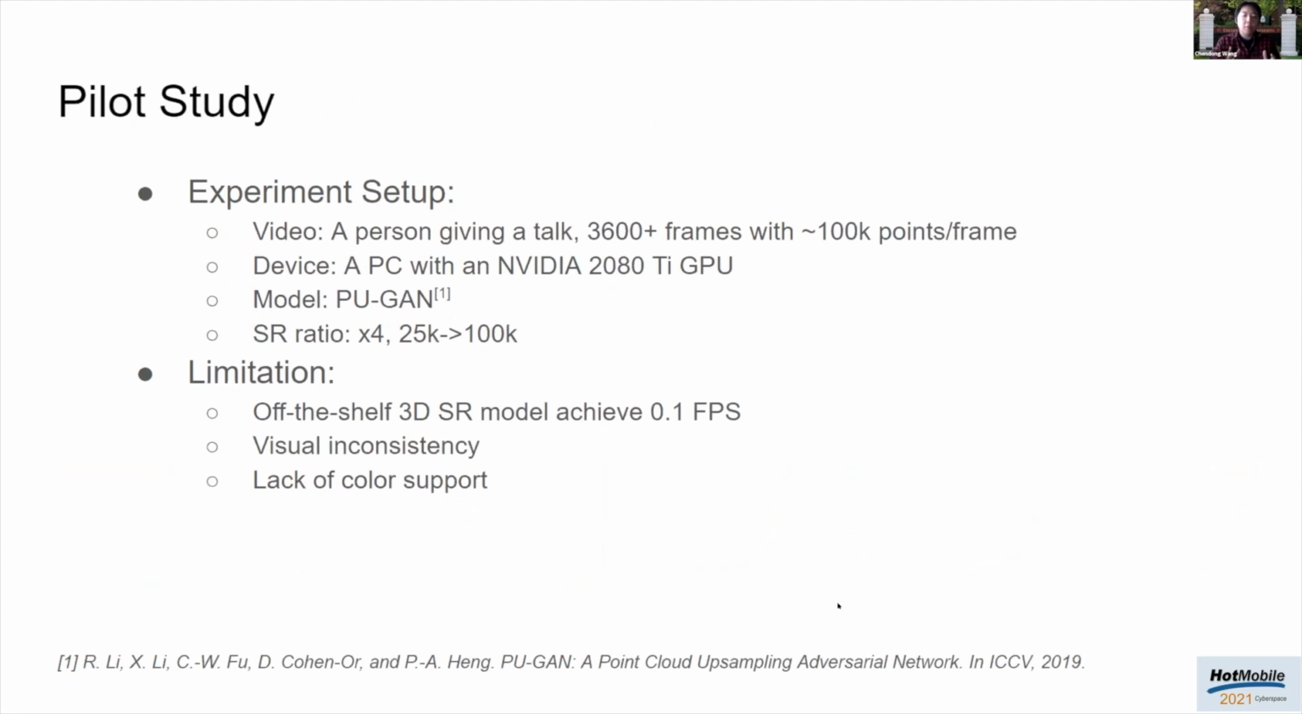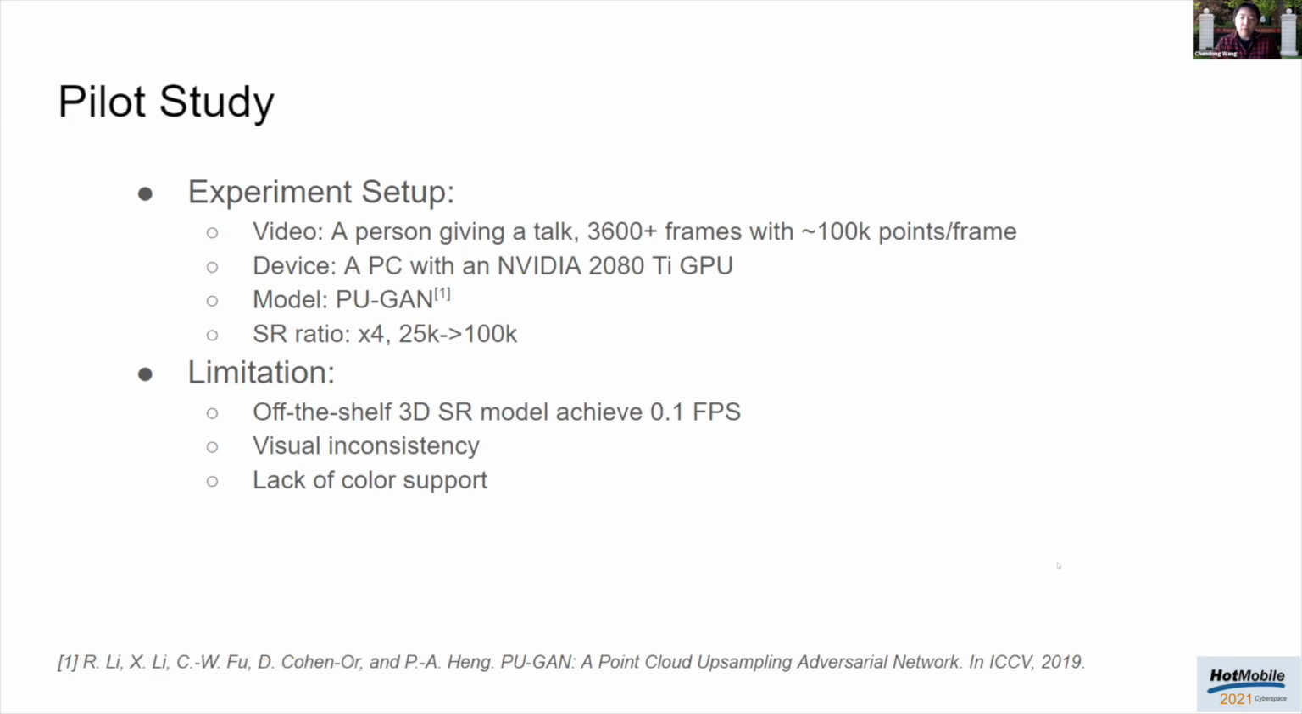We conducted a pilot study applying the SR model to a volumetric video recorded by 3 RGB cameras. The video shows a person giving a talk and is composed of over 3,000 frames. In each frame, there are about 100,000 points. The experiment is conducted on a desktop with a high-end commodity GPU, and we upsampled the video content by 4 times with PU-GAN, a state-of-the-art 3D SR model. Thus, we are able to identify the following limitations.